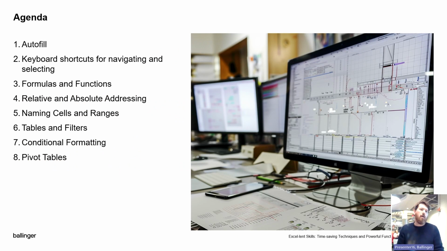So our agenda for today is to start off talking about autofill, which is one of your best friends in Excel, how to use keyboard shortcuts to navigate and select things efficiently, formulas and functions, relative and absolute addressing, which are really great when you have some complicated tables that are referencing other cells, learning how to do absolute referencing, and then especially named cells and ranges will, I think, be really awesome. People are going to really like that.